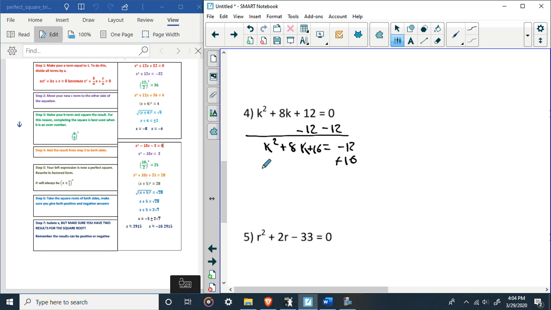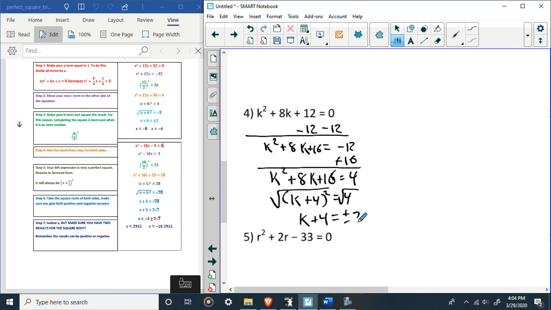I will be totally honest with you guys. Wherever I make my mistake is right here. I always forget to add, so don't be like me. K squared plus 8k plus 16 is equal to 4. Okay. Again, what is this in factored form? Square root of the first thing, square root of the last thing, square root of 16 is 4, and the sign of the middle number. Okay? So again, next step, we're going to take the square root of both sides. So what do we end up with? I'm going to write it over here. K plus 4 is equal to the square root of 4, don't forget, positive or negative 2.